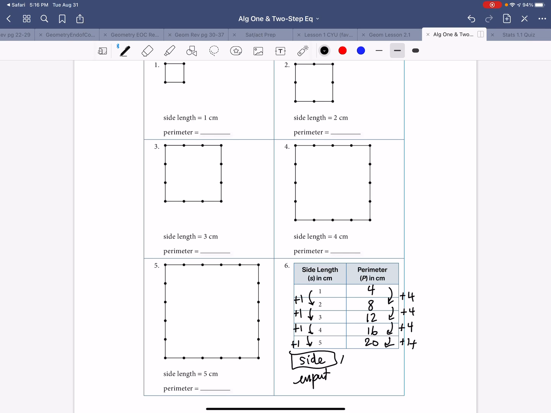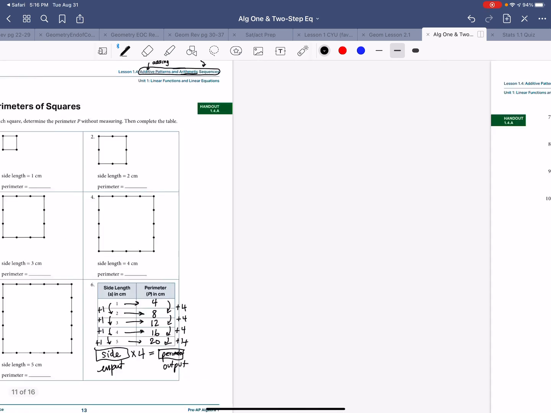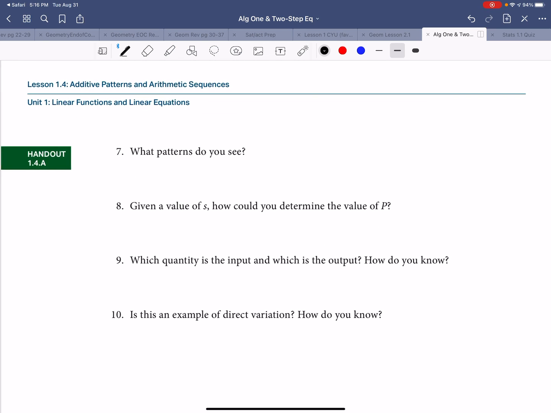What we also noticed is that our side could have been our input, whatever our side is. And when we multiply by 4, and a lot of folks noticed this, we end up getting this output. And that's our perimeter. Okay? Now, these same observations were used to answer the questions here. I just kind of put them all there.